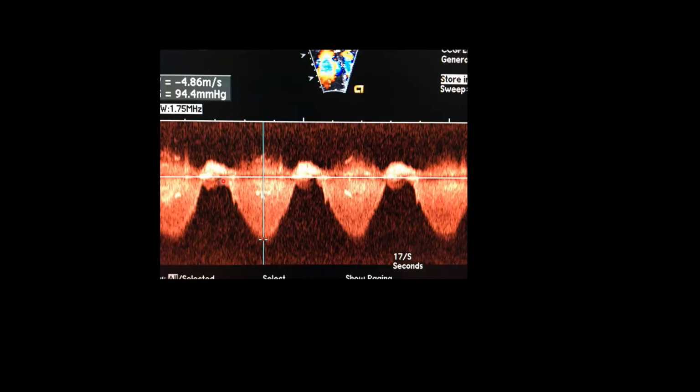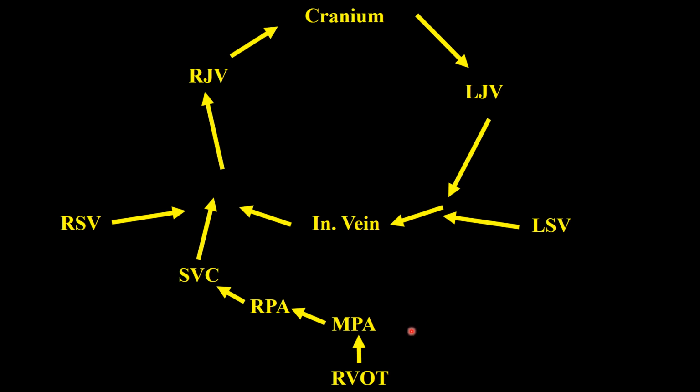So the TR jet suggests a higher gradient, and I seem to trust this signal more than the gradient across the conduit. So now we have the whole picture. We're going from the right ventricular outflow tract through an obstructed conduit into the right pulmonary artery, which has been connected to the superior vena cava, and that shoots blood into the right jugular vein and crosses the cranium, comes down the left jugular vein into the innominate vein and creates this circle.